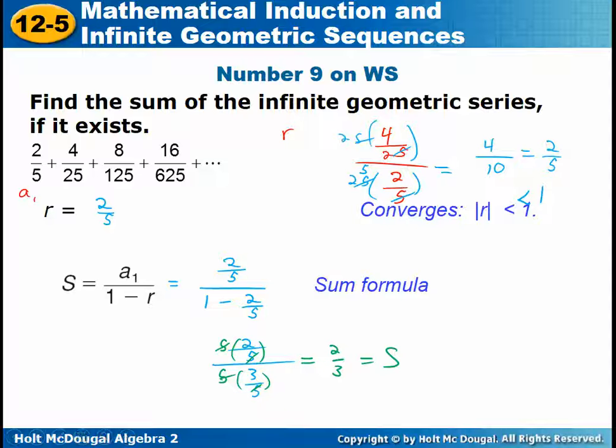Now there are other ways to divide these. You can take 2/5 divided by 3/5, which is the same as 2/5 times 5/3, which gives you 10/15, or 2/3, so you get the same thing. Or you could change them to decimals.